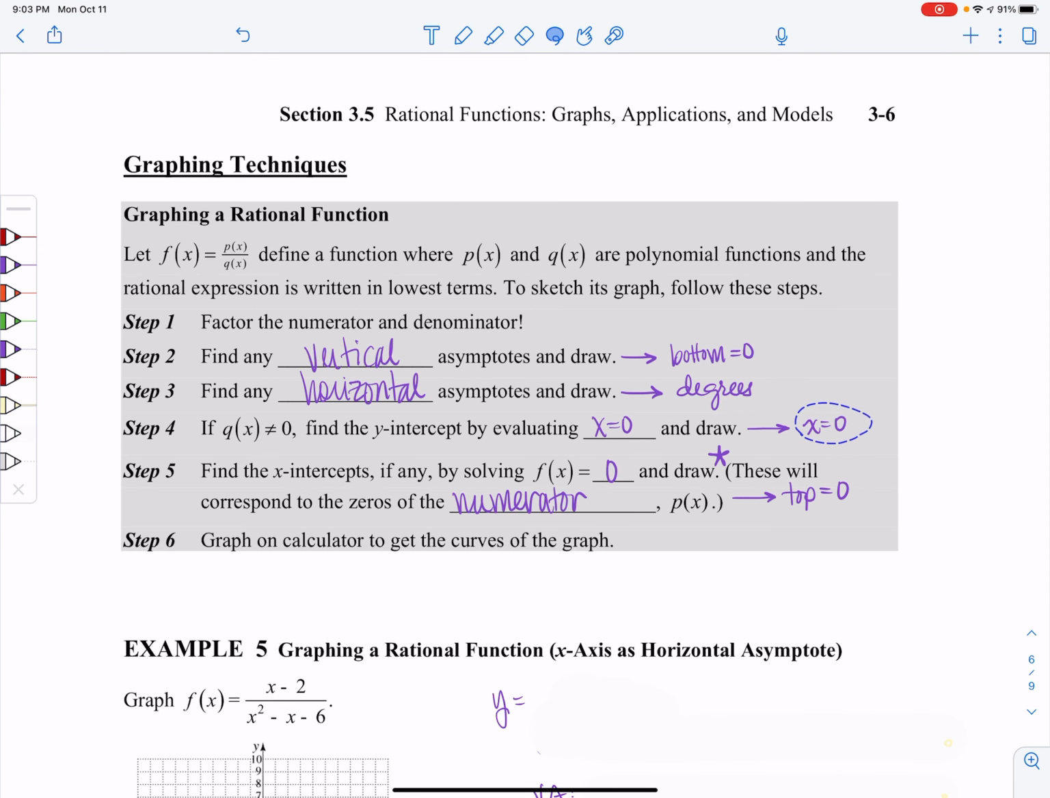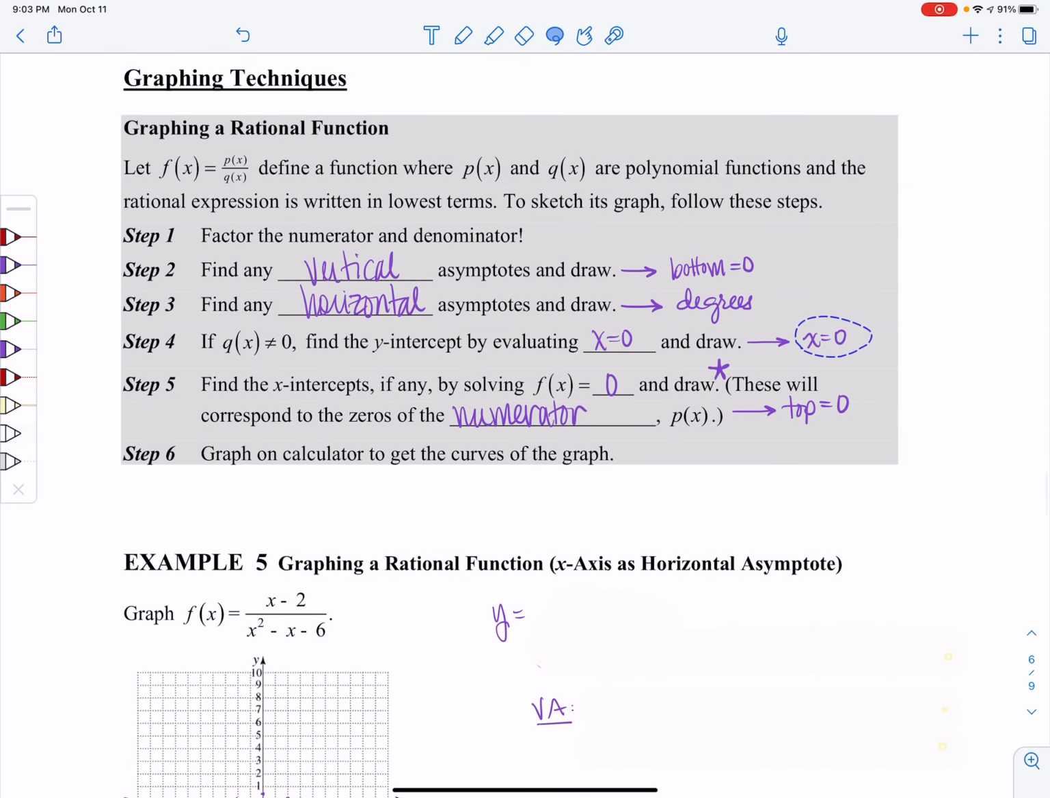And then lastly, we're going to draw all steps 1 through 5, technically steps 2 through 5, on our graph. Once we have all of these things on our graph, then we're going to go to the graphing calculator and we're going to graph on the calculator and just get the curvy pieces of the graph.